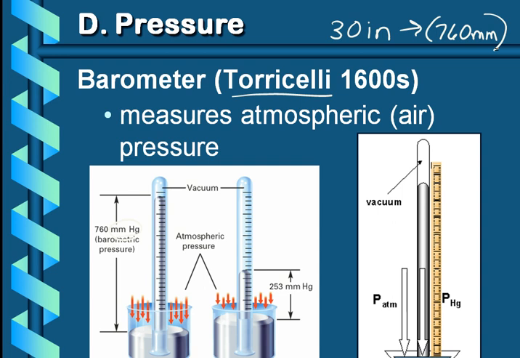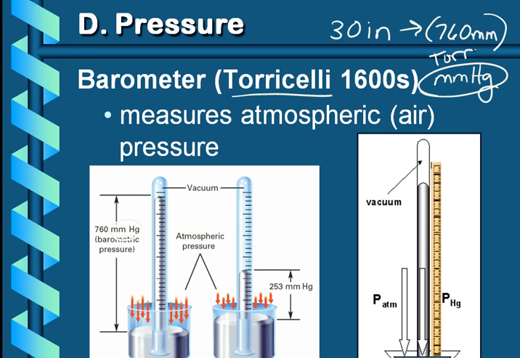And so this is how we get the unit for pressure, which is millimeters of mercury, because it's measuring the distance of the mercury inside the barometer. And so oftentimes people refer to millimeters of mercury as torr, in honor of Torricelli and his discovery.